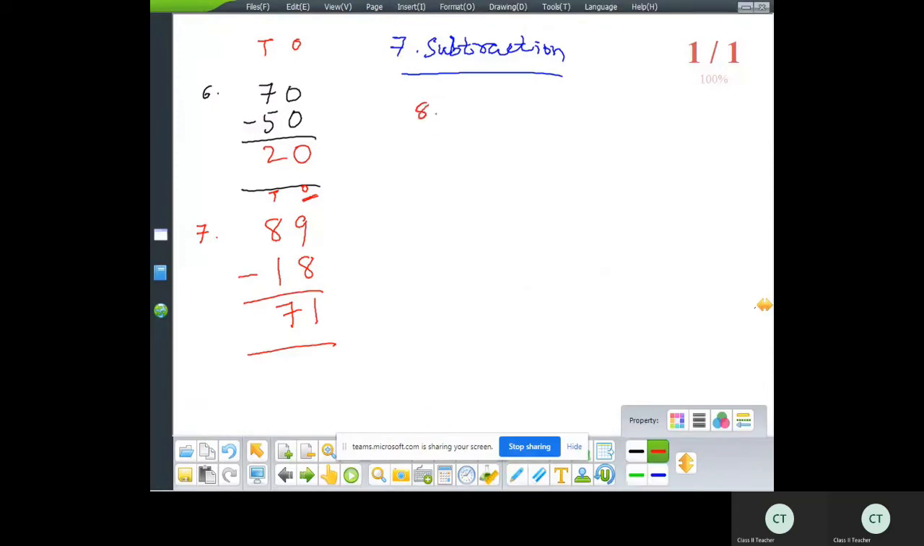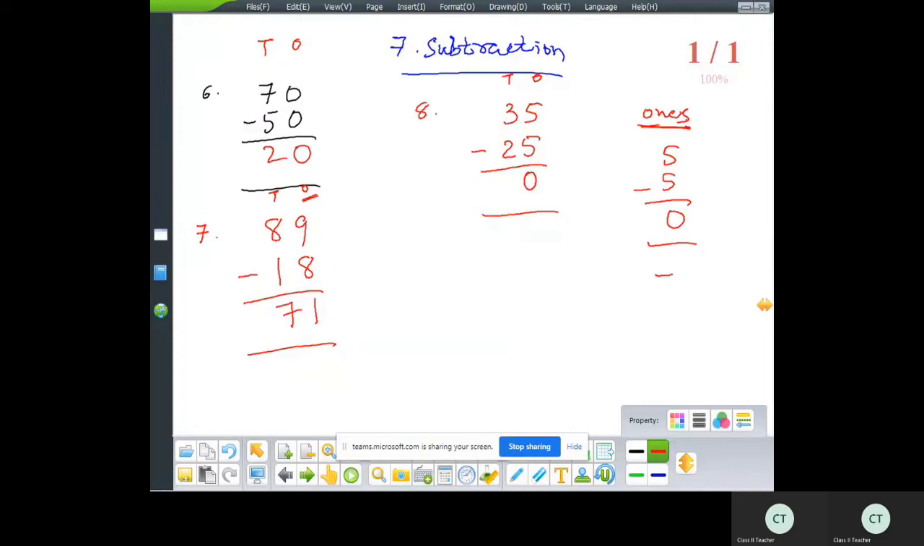Now 35 minus 25. Write place values, ones and tens, and subtract on ones. The digits from the ones place are 5 and 5. 5 minus 5: subtraction of the same digit, we get 0. Write 0.